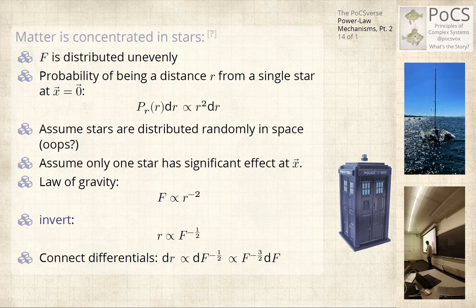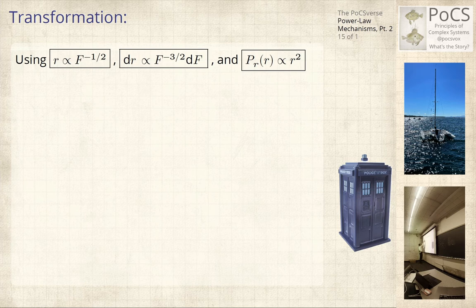All right, so if we connect the differential, you don't have to remember the formula, we just work through it. So for dr, we're going to do d of F to the minus 1/2. You take the derivative of this, the minus 1/2 comes down the front, and we get minus F to the minus 3/2 dF. So we can replace dr in here with F to the minus 3/2 dF, and the r squared we replace by F to the minus 1/2 squared. So these are the connections: the connection between force of gravity and the radius or distance, the differential connection, and the distribution we start with. So we work through it.